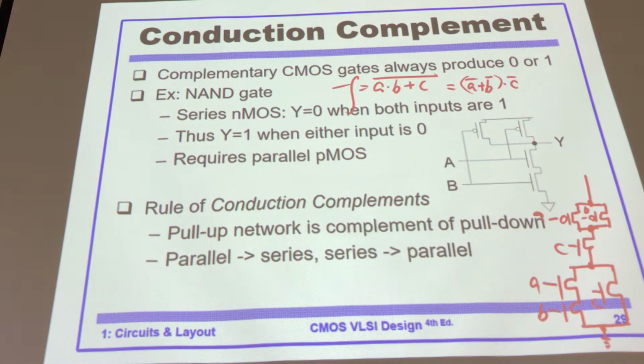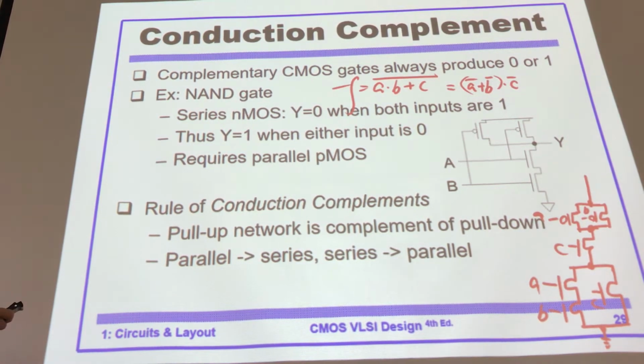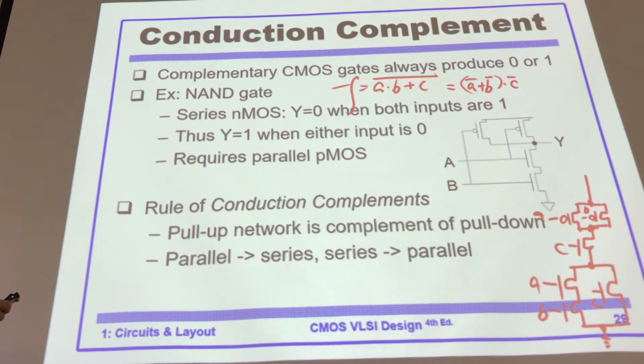Have you learned this before? In Boolean functions, it's called De Morgan's law. Have you learned De Morgan's law? You try to distribute the bar into each term. A becomes A bar, B becomes B bar, C becomes C bar, but AND becomes OR, and OR becomes AND.